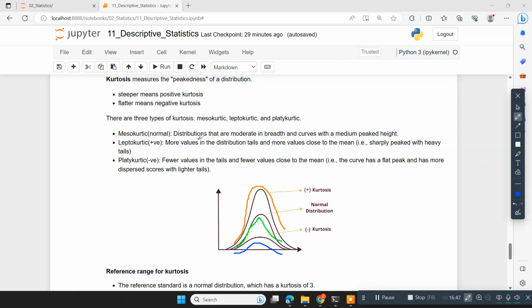Normal means distributions are moderate. Most of the data is distributed in the middle. So it is moderate in breadth, and the curve has a medium peaked height.